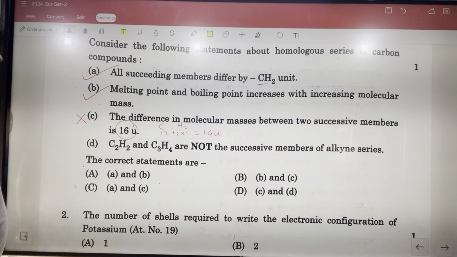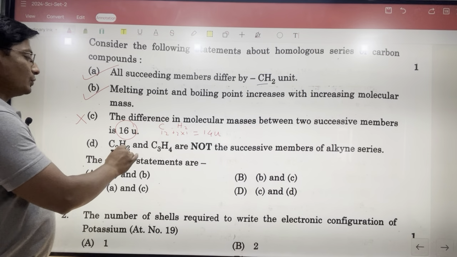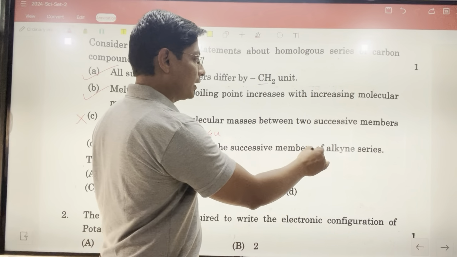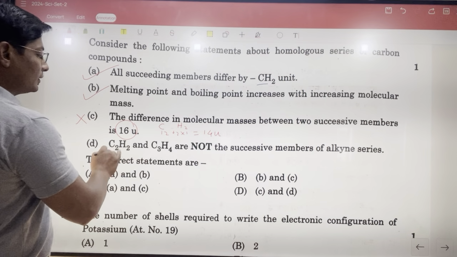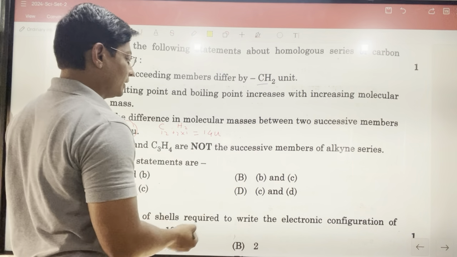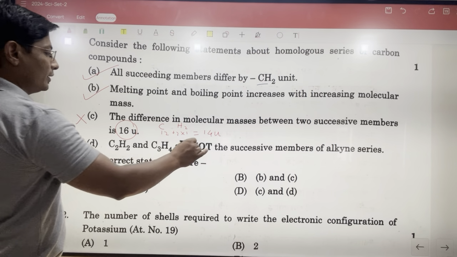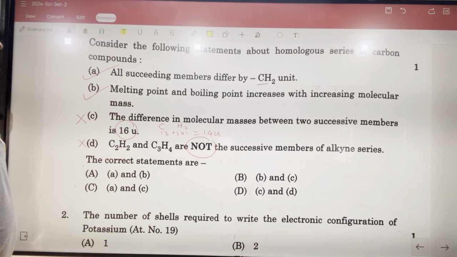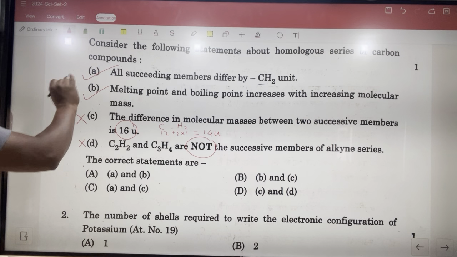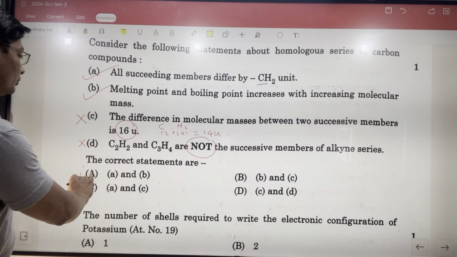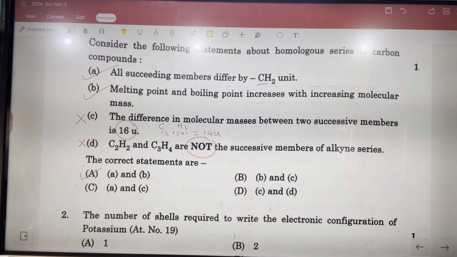16U is wrong. Then finally C2H2 and C3H3 are not the successive members of alkyne series. In fact, these are the successive members of the alkyne series. So therefore, this statement is also incorrect. So therefore, we have the two options A and B which are correct. So that makes option A to be selected. Okay. So that is the first question.